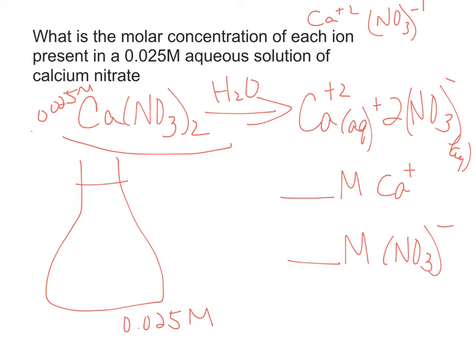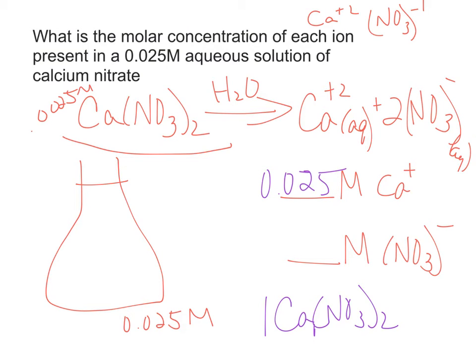and for every, you can see, I scribbled the formula again down here, for every 1 mole of calcium nitrate that we have, only 1 mole of calcium, because there's 1 calcium ion in this formula. So our concentration of calcium ions should be the same as our concentration of the whole thing. So I'm going to write 0.025 here, because this is a 1-to-1 ratio, 1 calcium in 1 of the whole thing.